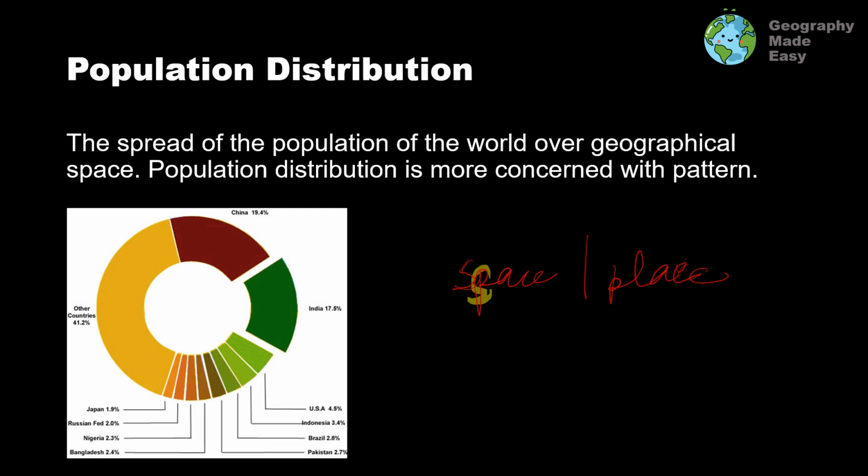So population distribution is more concerned with the spatial patterns of in which part of the world the population is more, in which part of the world the population is less. This concept will be explained with the help of the following diagram. In this diagram, we see that we have the world population with certain countries represented. This is the total population.